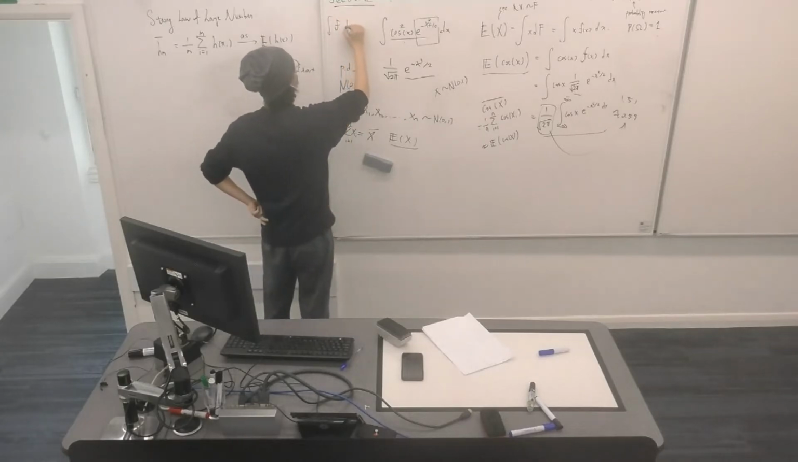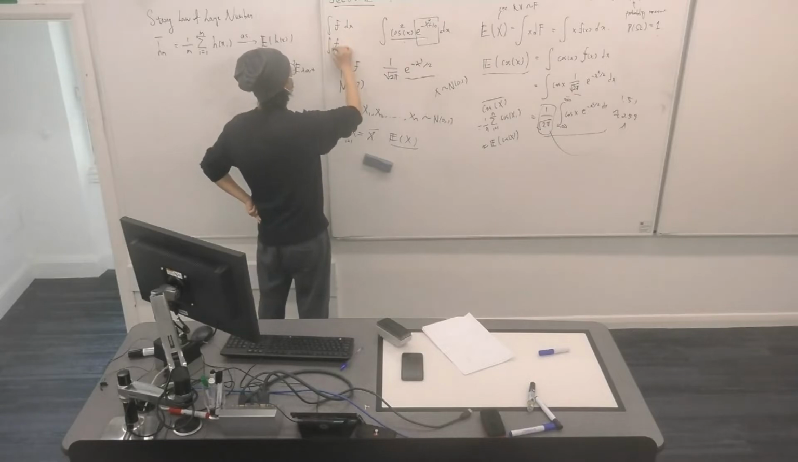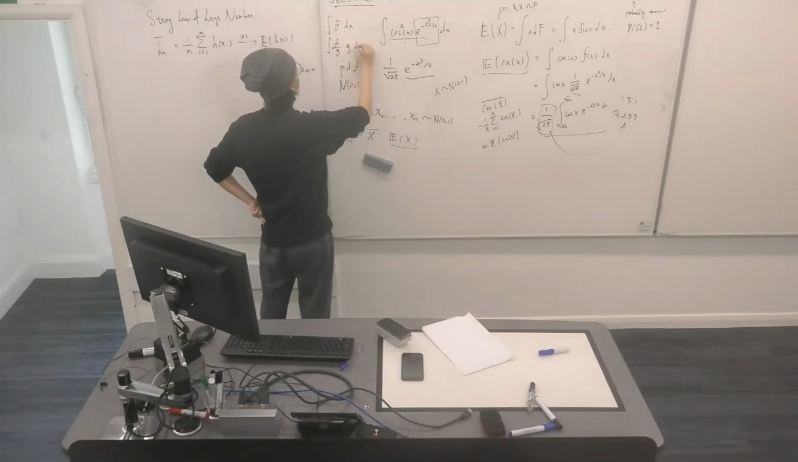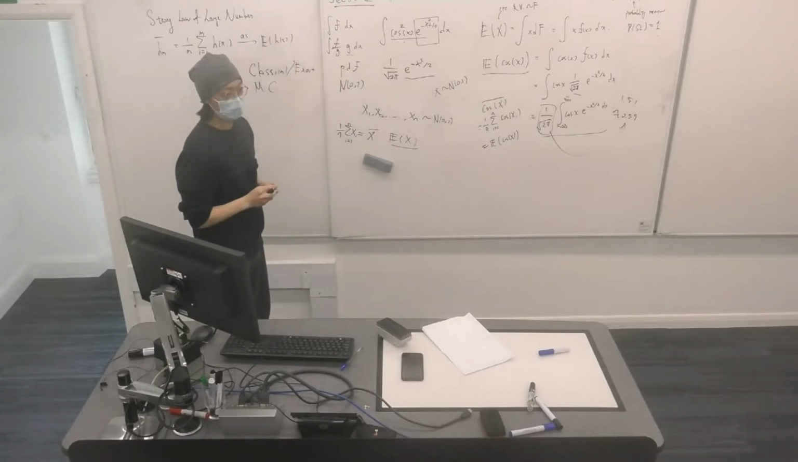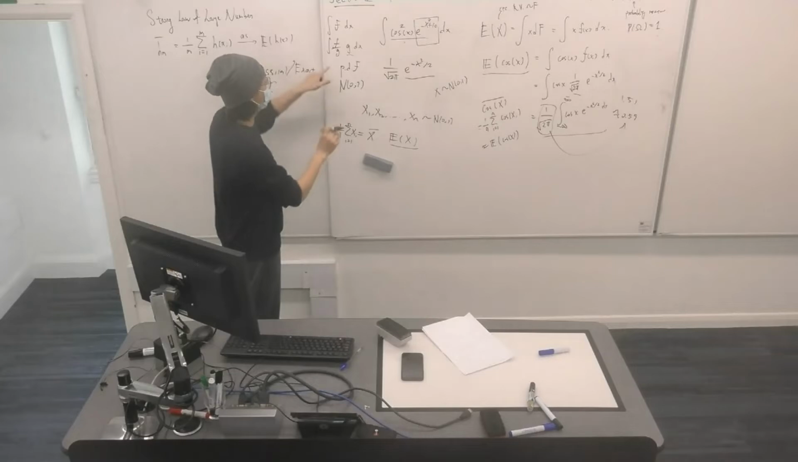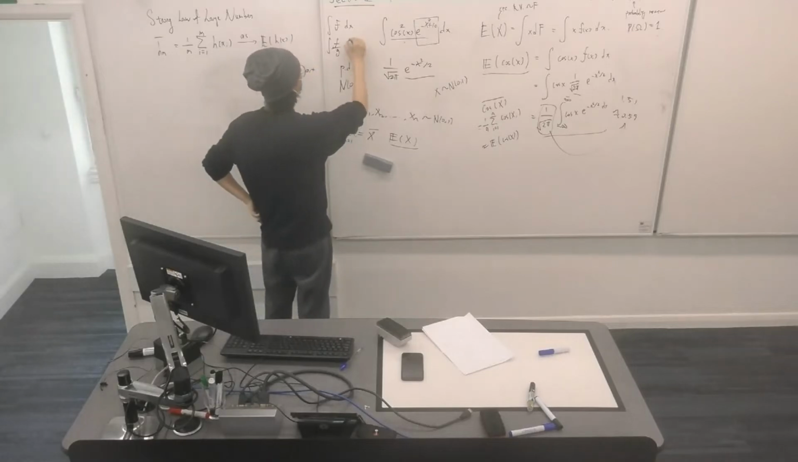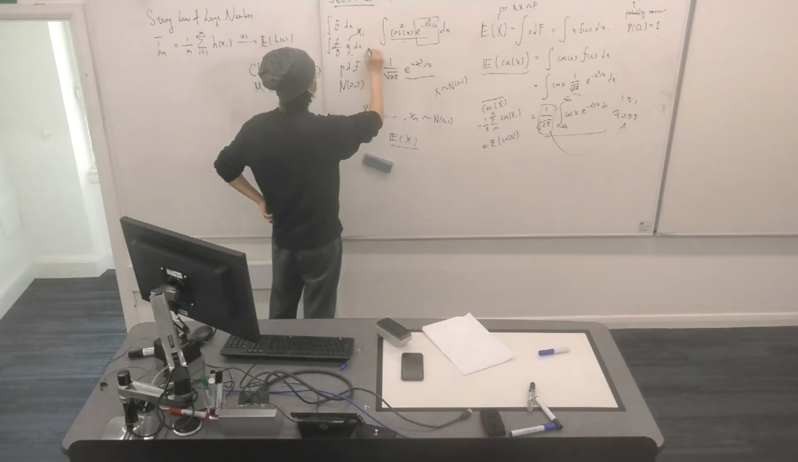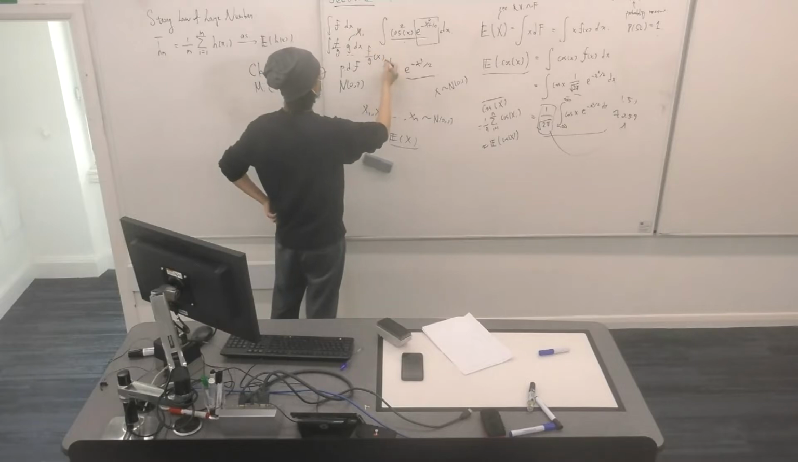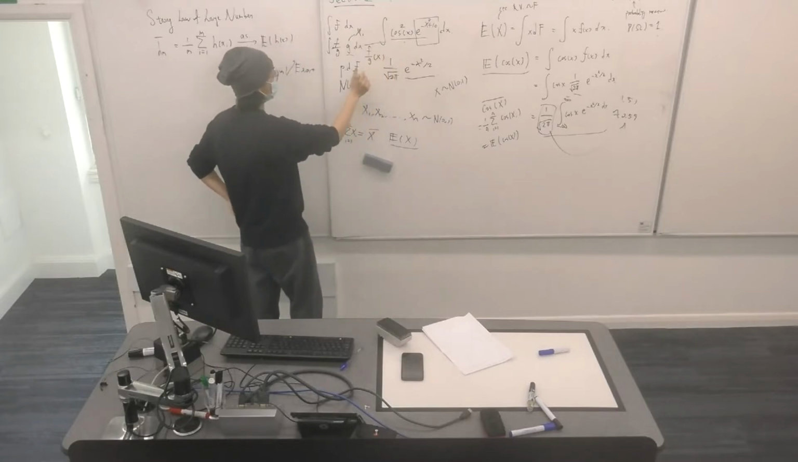The integral of f(x) dx for some arbitrary f is just the integral of f/g times g dx, and then this g can be the PDF of some random variable. So we can do exactly the same. We sample some x from g, and then we just take the average of f over g of x.